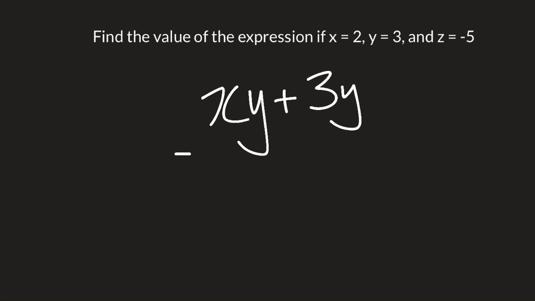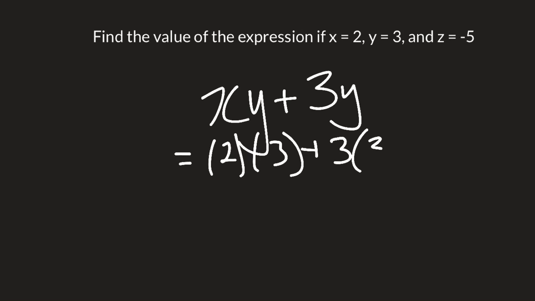The next thing I do is substitute in using brackets. First I bracket the value of x, which is 2, close bracket, bracket, plus 3 bracket 3, which is the value for y. When you have two brackets next to each other, don't forget that means multiply. There's also a multiply when two numbers are next to each other.